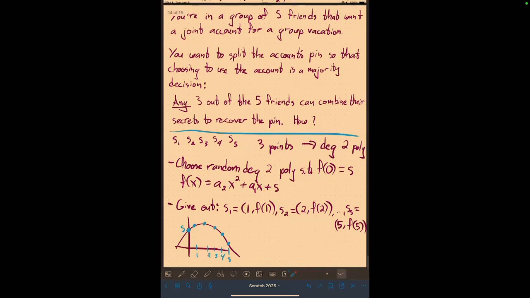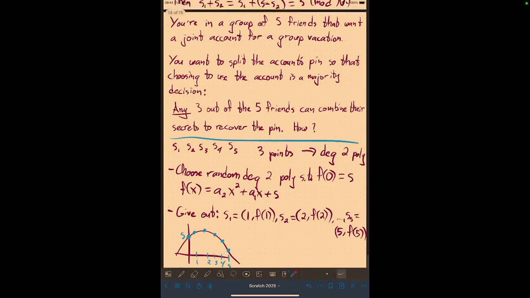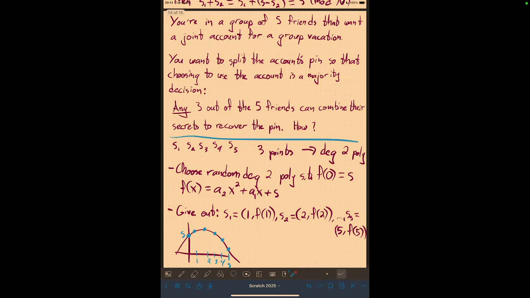Yes, so the question was, does this work the same regardless of the number of people? Like if you just have a threshold of 3, would this always be the same? And the answer is yes. You can scale this up to as many people. If all you care about is a threshold of 3, it'll always be a degree 2 polynomial.